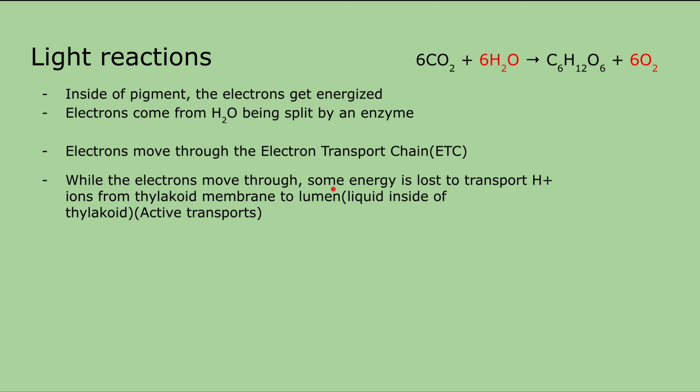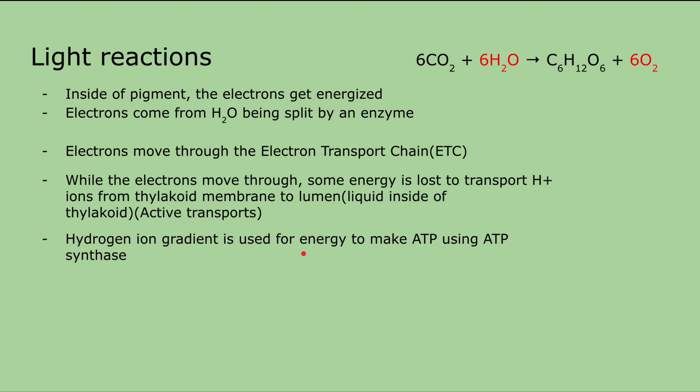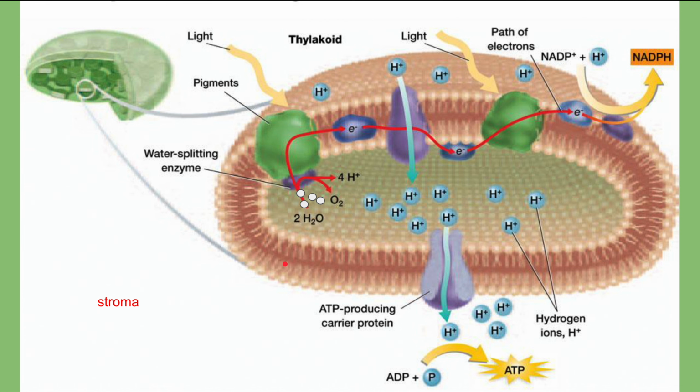This uses active transport. The hydrogen ion gradient is used to make ATP using the ATP synthase. Electrons get re-excited and provide energy to make NADPH, which is another important molecule. Okay, so that was a lot, wasn't it? So I will be explaining it to you in diagram form.